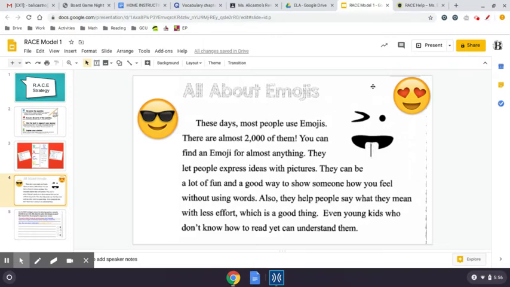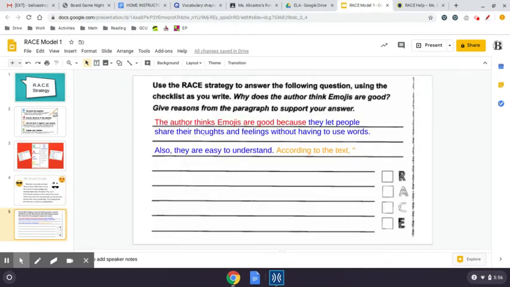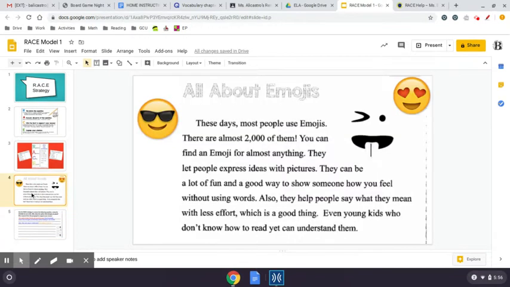You can find an emoji for almost anything. I don't really think that supports my answer. They let people express ideas with pictures. Okay, that could work. They can be a lot of fun and a good way to show someone how you feel without using words. You know what? I think that's a really good piece of evidence to prove my answer because I said they let people share their thoughts and feelings without having to use words, right? And that was a good piece of evidence to prove that.